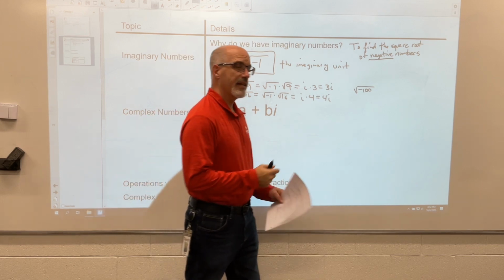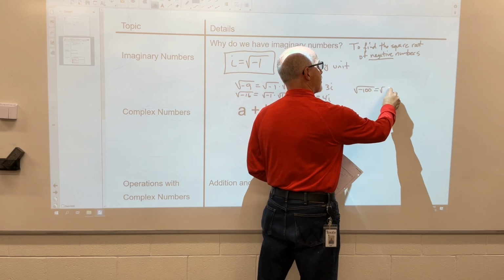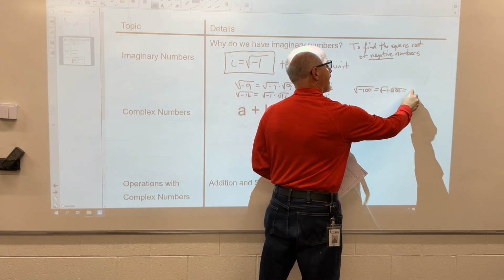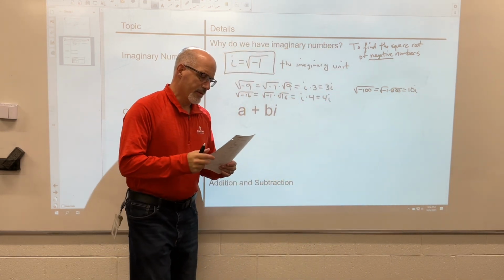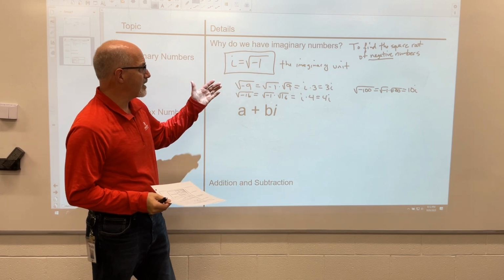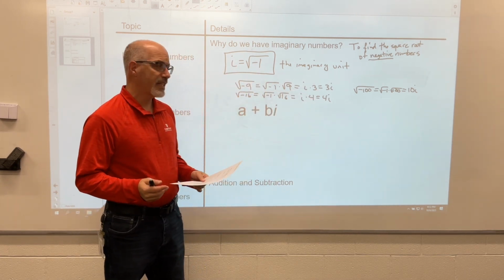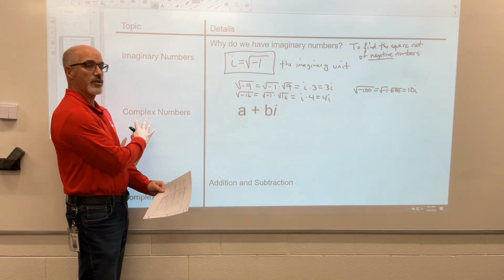Hopefully you tried that. You took the square root and separated out the square root of negative 1 times the square root of 100, and that gave you 10i for an answer. Okay, so now we're going to take these imaginary numbers that we have involving the i, and we're going to talk about what are called complex numbers.